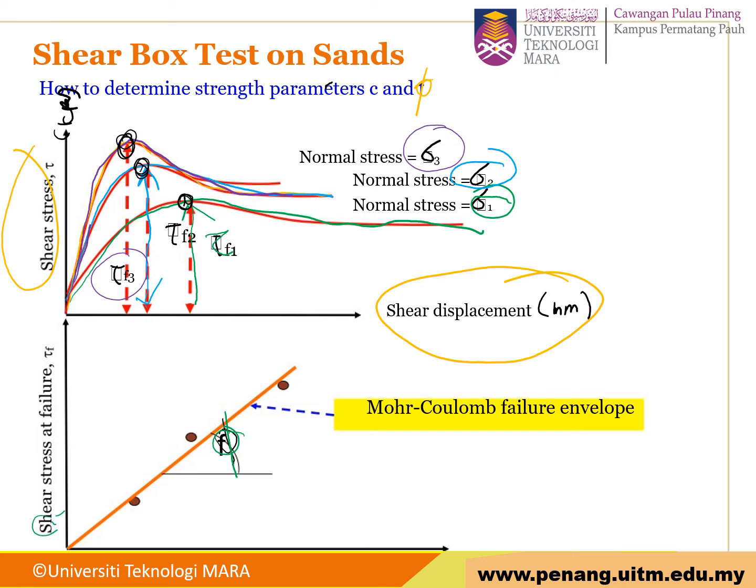The C here is 0. Okay, you have the angle of friction in degrees. So first, you have to plot the points for shear stress versus normal stress, and then you will get the best fit straight line from the points. And then after that, you have to determine the value of phi. Phi is the angle of friction here.